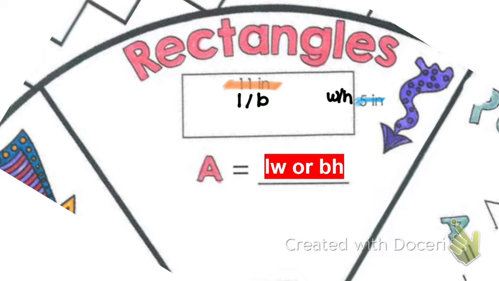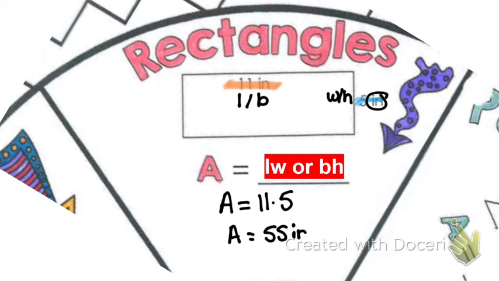So we're still going to follow the same formula and multiply it. So area equals 11 times 5. When I do the math, I get that my area equals 55. We're measuring in inches squared. So the area of this rectangle is 55 inches squared. Let's go on to our next one.